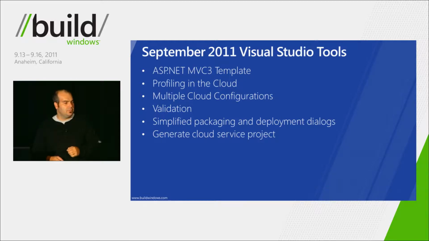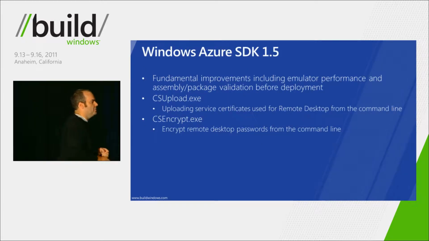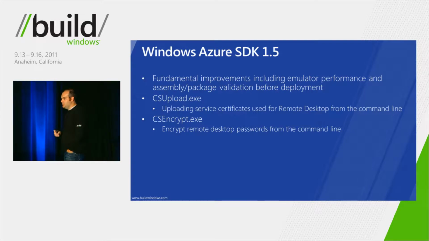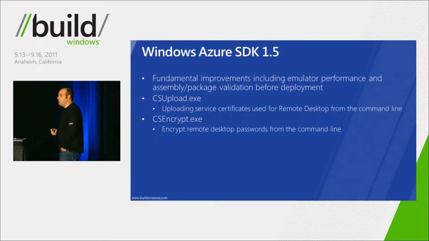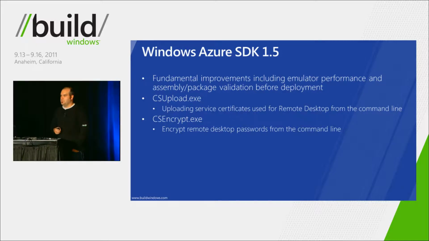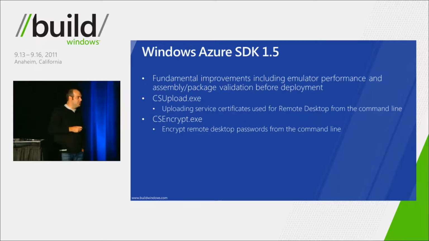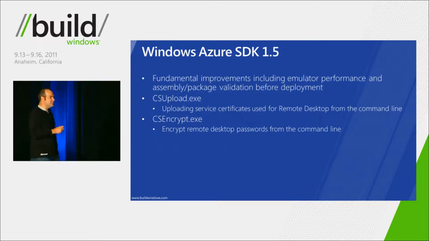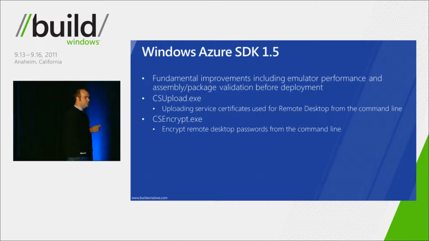What we're also introducing today is the Windows Azure SDK 1.5. And this is really an incremental update to the SDK that introduces a couple new features in the way of a couple utilities that you can use to configure remote desktop connections, more specifically, to upload a certificate that you use from remote desktop on the command line, and also to configure the passwords that you'd use for remote desktop. So some of the new utilities are included. But fundamentally, it actually addresses a lot of the core performance issues and overall improves the experience of using the developer emulator on Windows Azure.